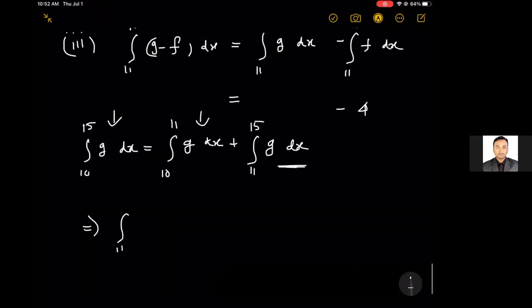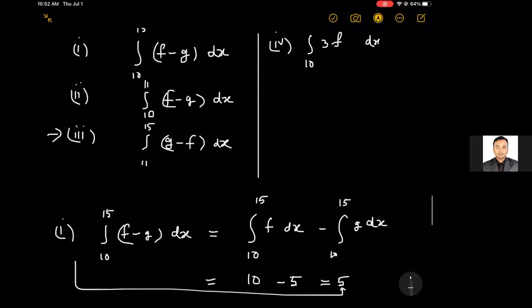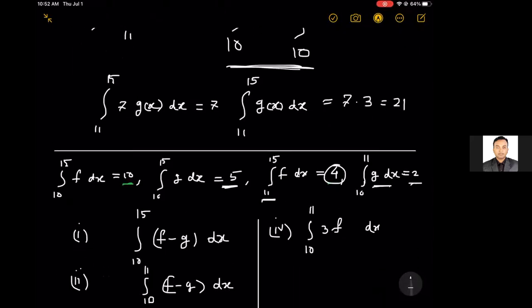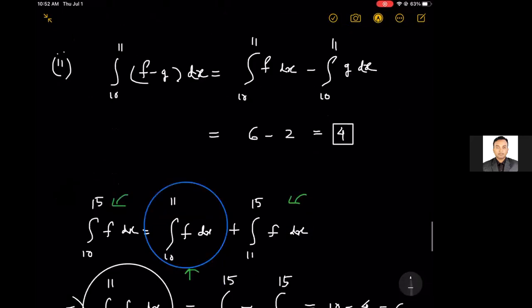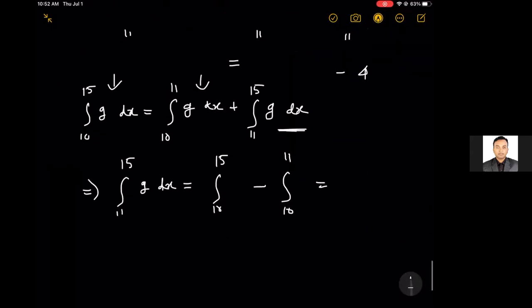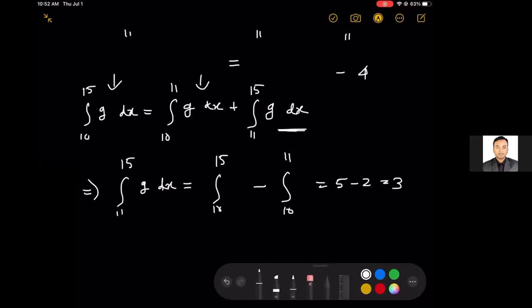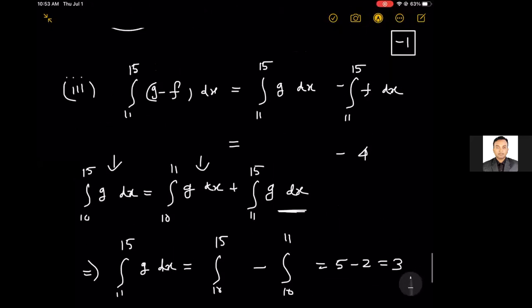So this would be 10 to 15 minus 10 to 11. 10 to 15 is 5 and 10 to 11 is 2. So from 11 to 15, we have 3. And of course, we can replace these values.